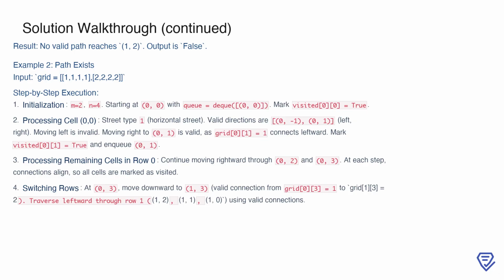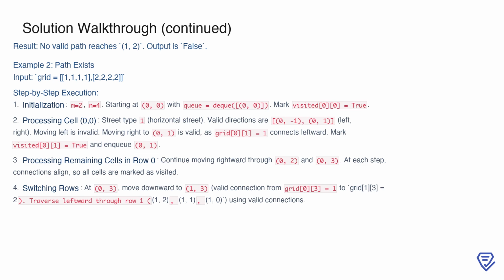This is valid because the street type at 0, 1 also supports a connection back to the left. At each step, we continue moving rightward through 0, 2, and 0, 3, because all the street types in row 0 allow seamless horizontal movement. Once we reach the end of row 0, we can move down to 1, 3, because the street type at 0, 3 connects downward to the street type at 1, 3.